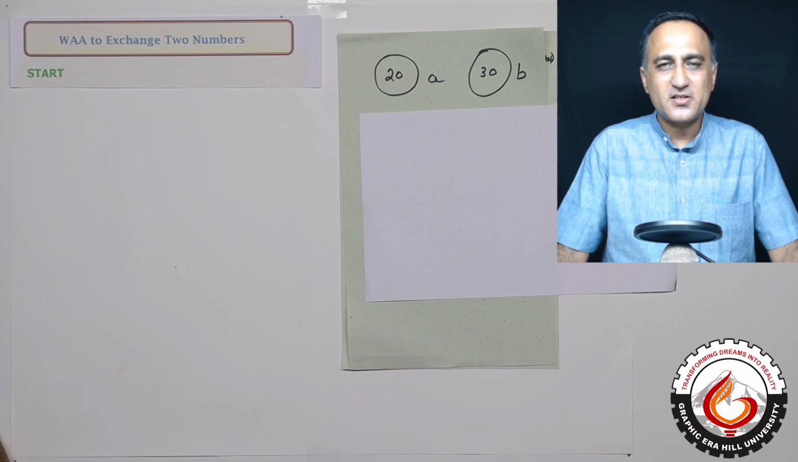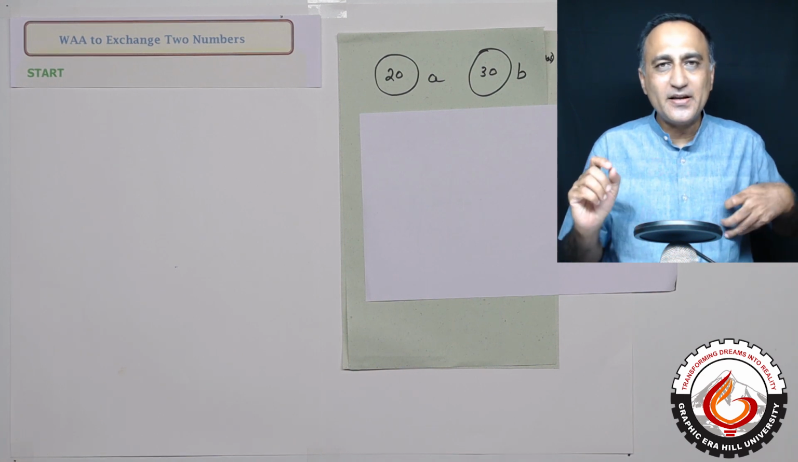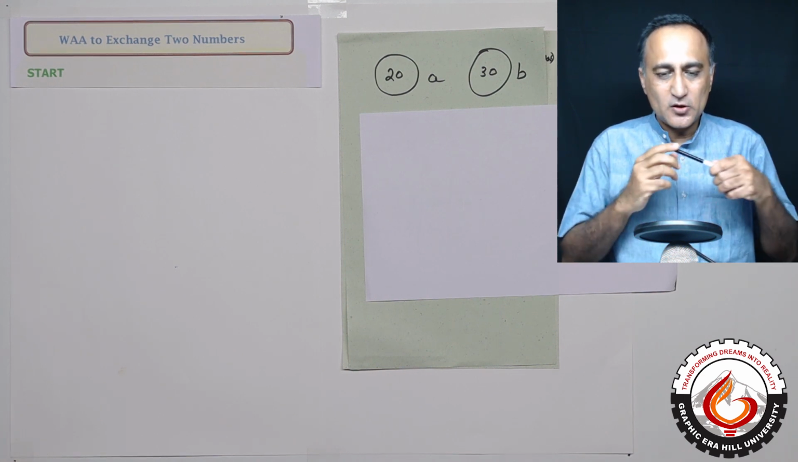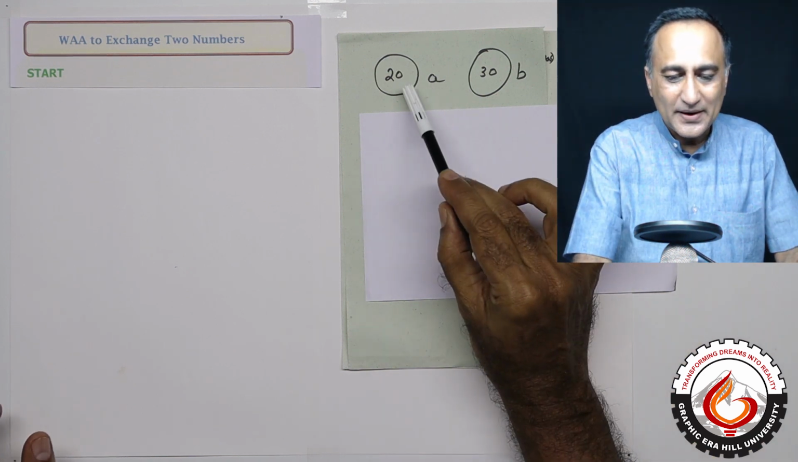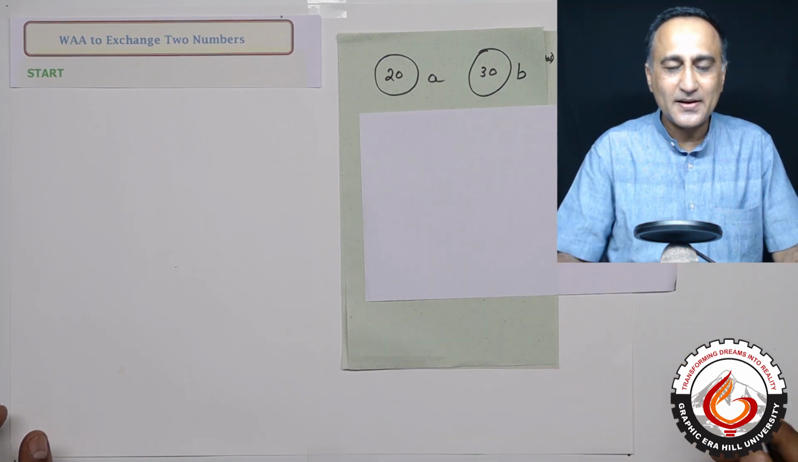In this mini lecture, I am going to talk about an algorithmic approach to exchange the contents of two memory locations, or exchange the values contained in two variables. So let us say A is 20 and B is 30.